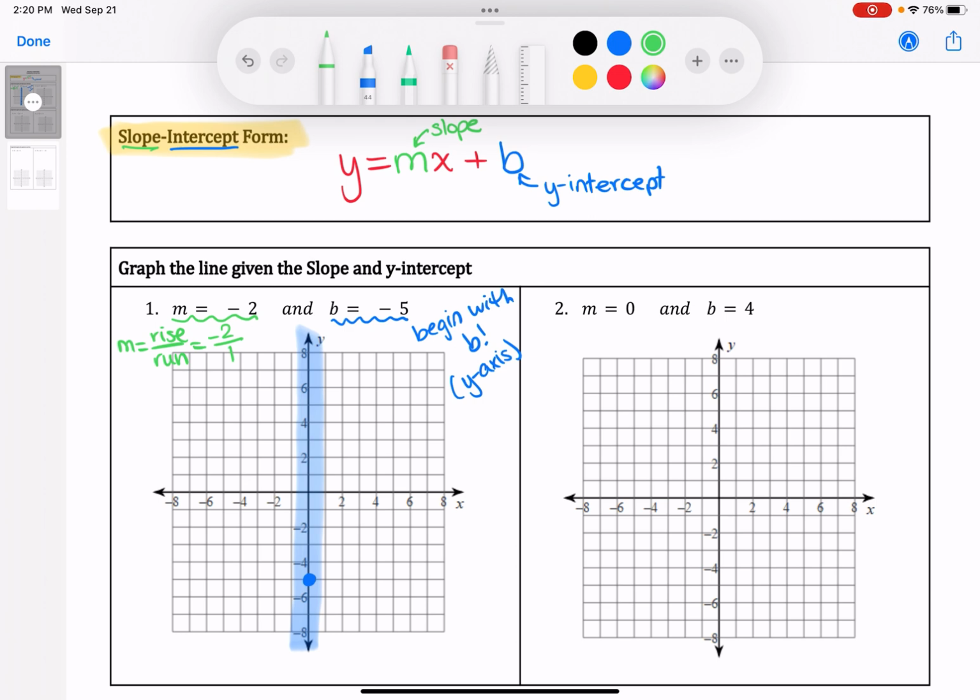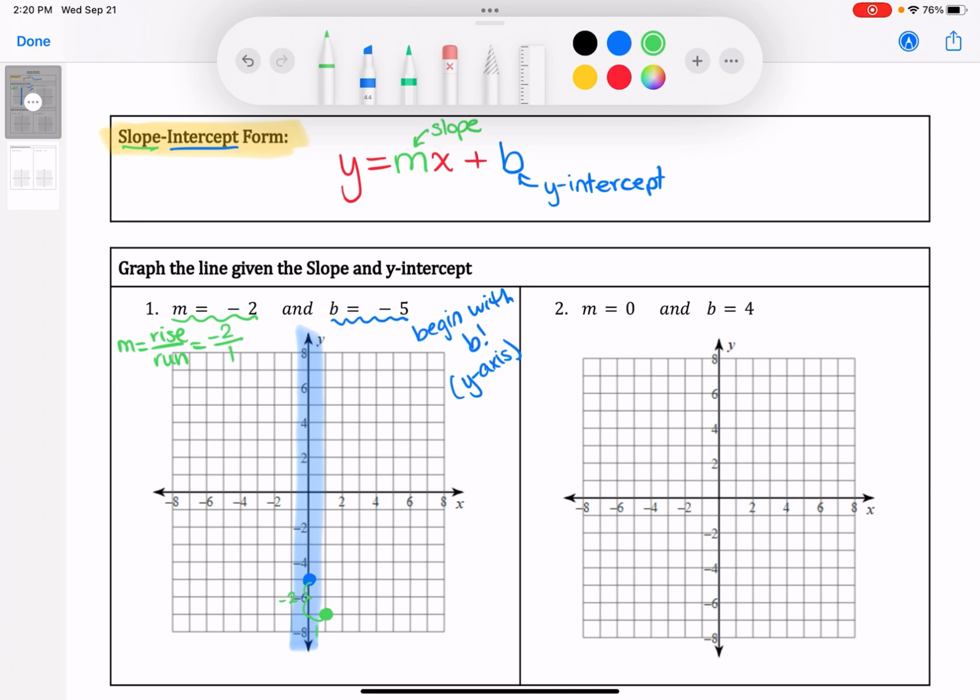So if my slope is rise over run, it's -2 over 1, which means I need to rise a -2. So I'm going to go down 2, and I'm going to go from my y-intercept, because that's on the line. And then I'm going to run +1. So my next point would be right there, down 2 and right 1.